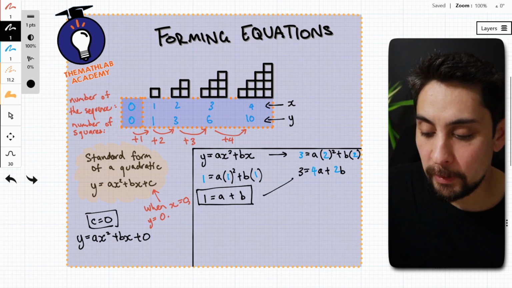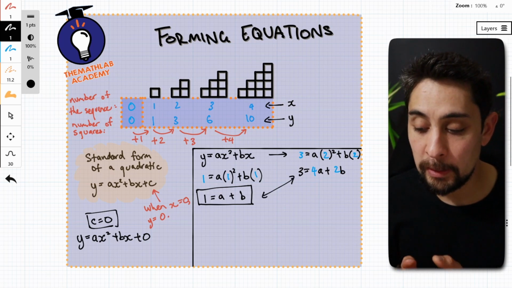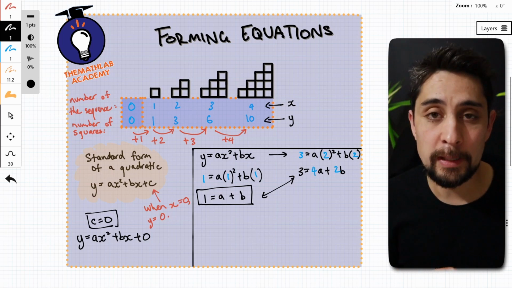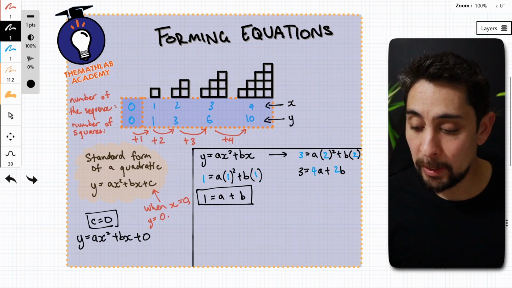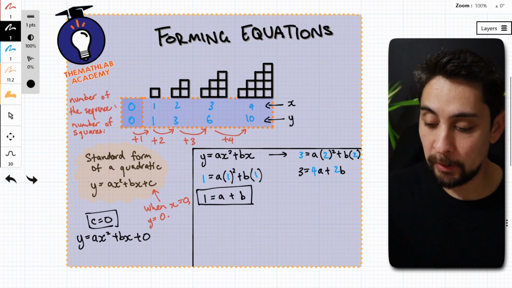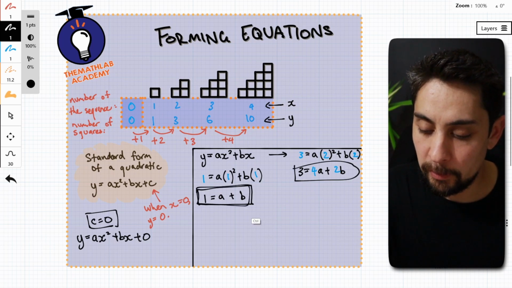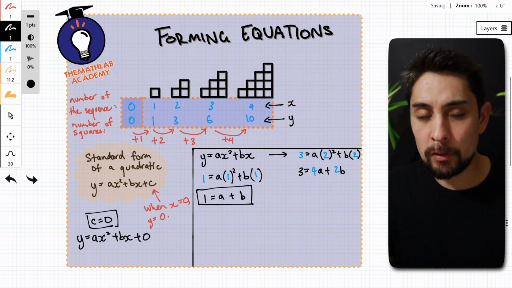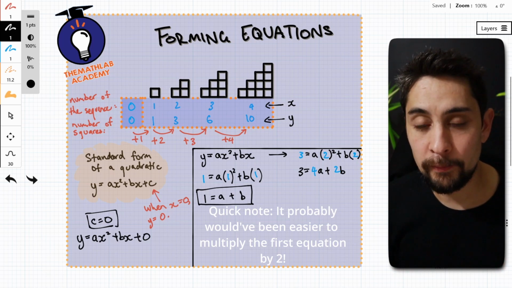Now I want these two equations to match as much as possible. So I want either the number next to the a to match or the number next to the b to match. Now in this case we can see that we have 4 a's and 2 b's in this equation, but we only have 1 a and 1 b in this equation. So we're just going to do a little bit of division for our second equation to match our first equation.